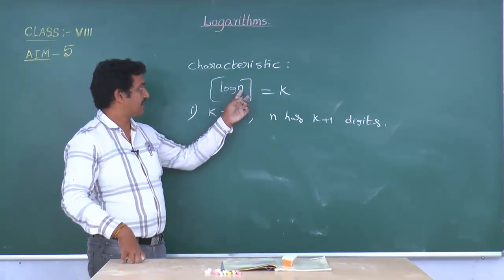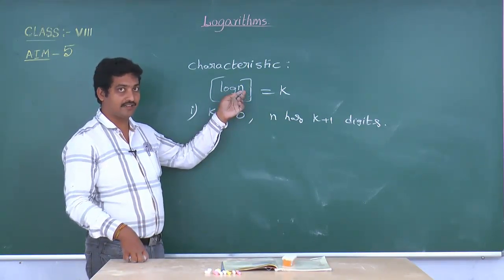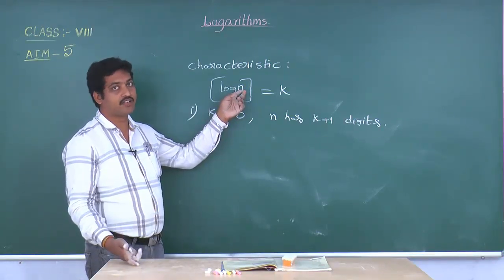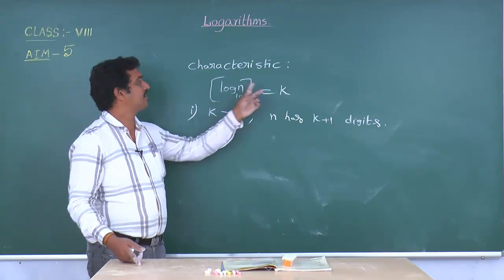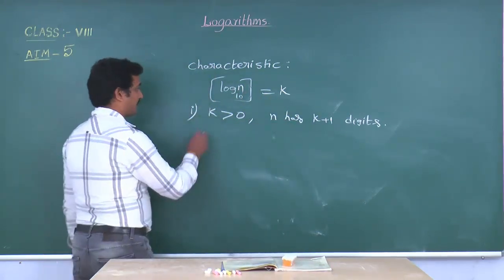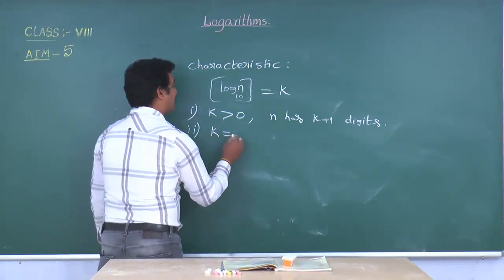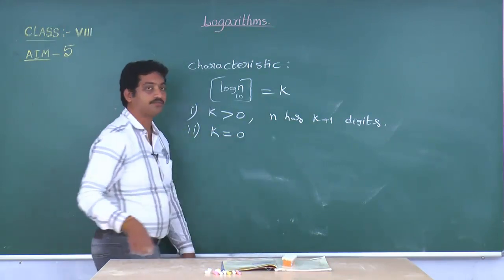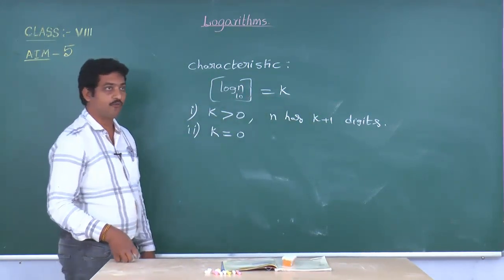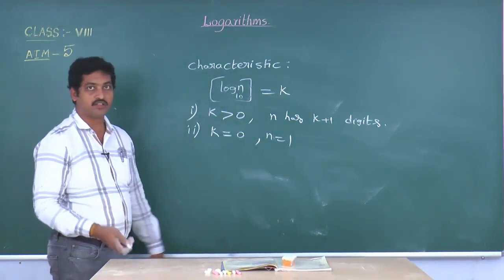That is the reason. By the working rule of finding the characteristic, if n has k digits, then its characteristic is equal to k minus 1. If its characteristic is equal to k, then n has k plus 1 digits. That is the first point. Second point: if k is equal to 0, n is equal to 1, that number is equal to 1.